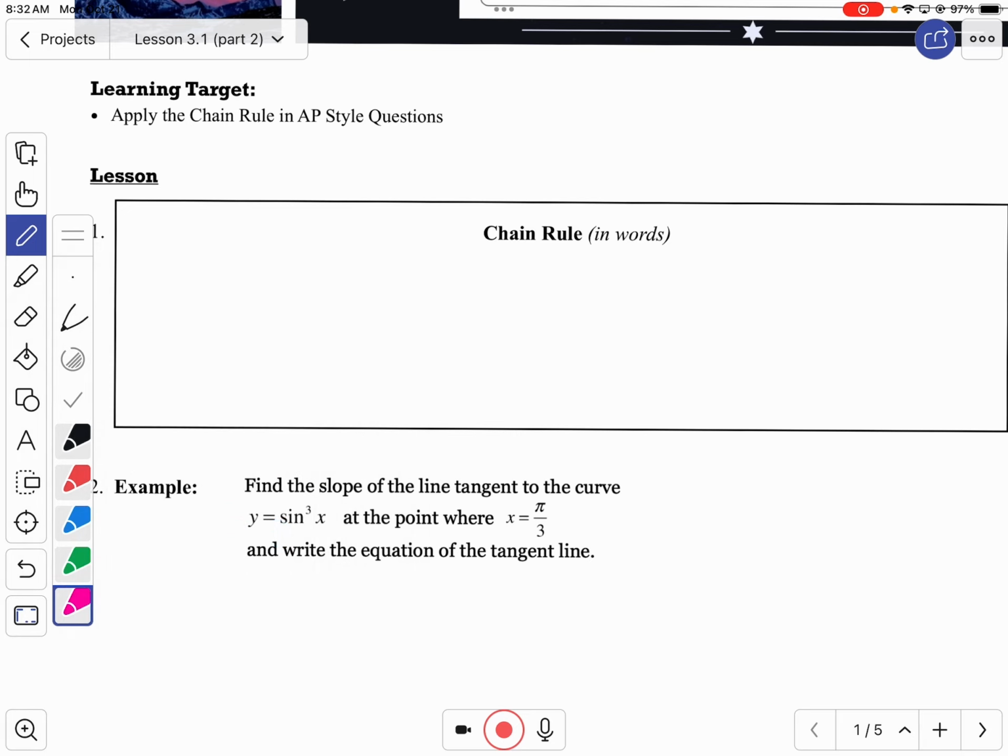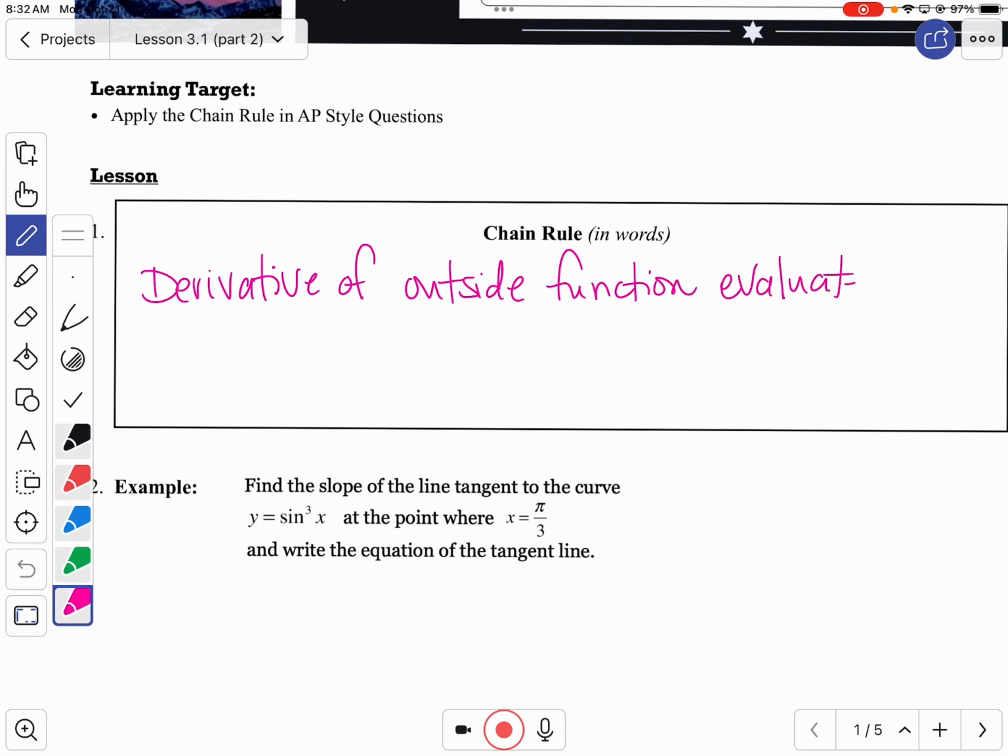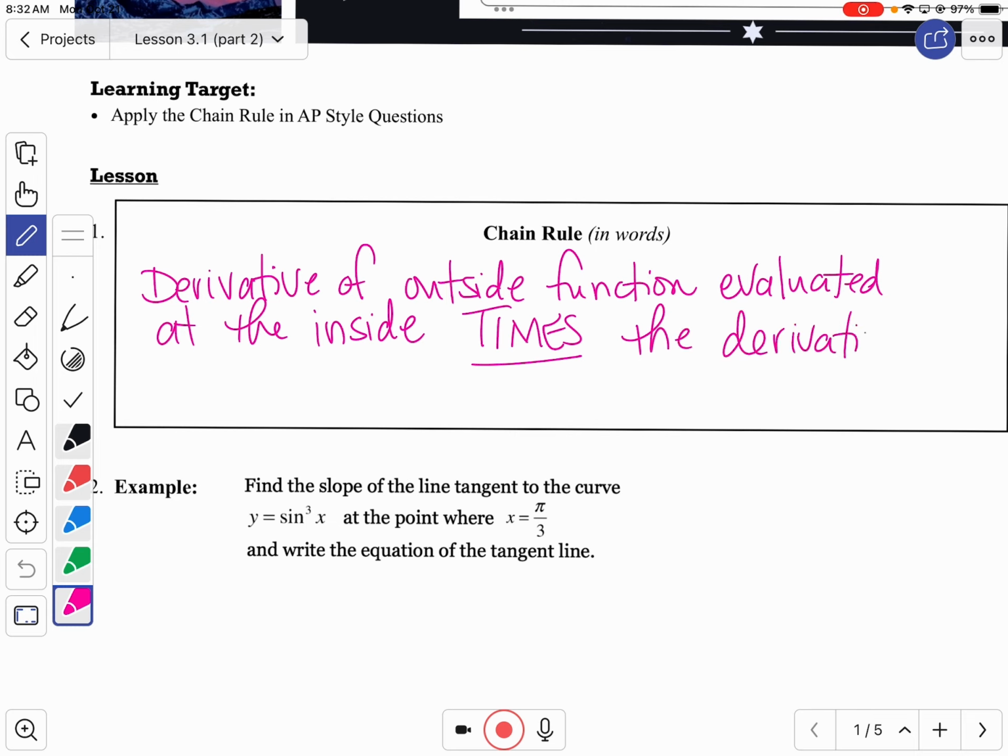So what's the chain rule in words? We just wrote down the symbols a while ago. What do we do when we do the chain rule in words? Derivative of the outside function, evaluated at the inside, times the derivative of the inside.